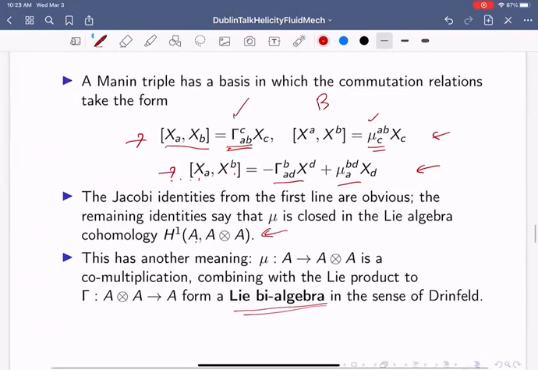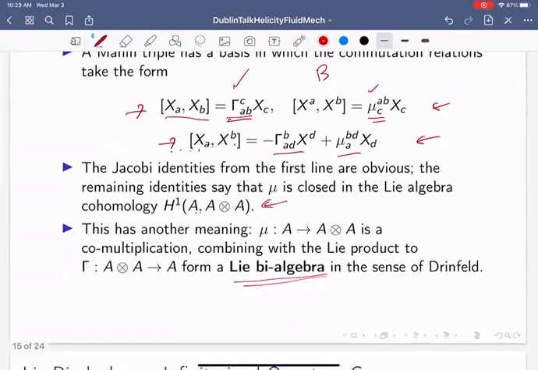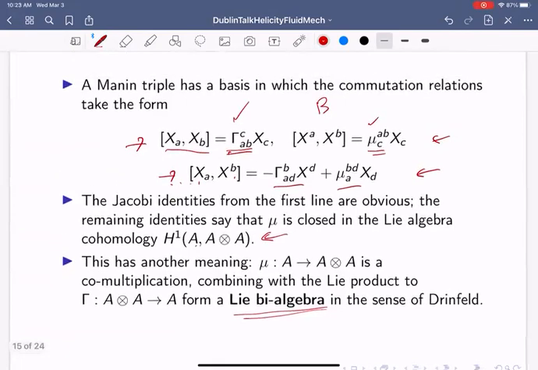So what does that mean? That can be translated to another algebraic statement. Remember that mu is a map of B tensor B to B, because that's the Lie bracket in B. But B is dual to A. Therefore, mu can be thought of as a map from A to A tensor A, because B is the same thing as the dual of A. A map from B tensor B to B is naturally equivalent to a map from A to A tensor A. So mu is a coproduct on the Lie algebra A.